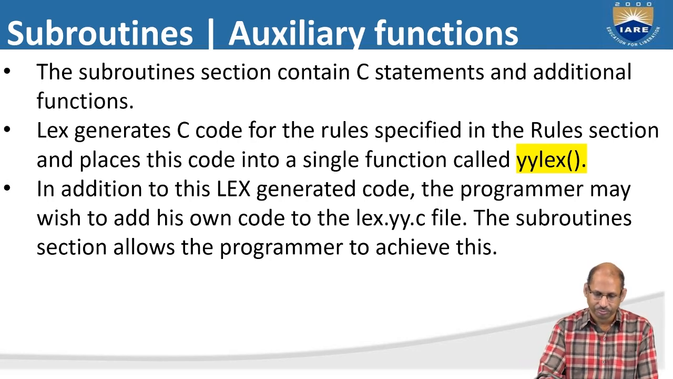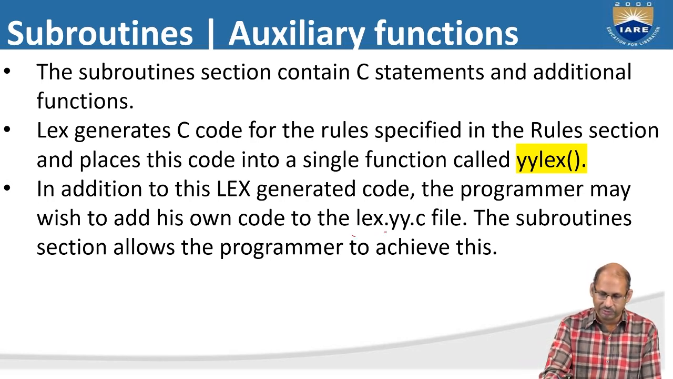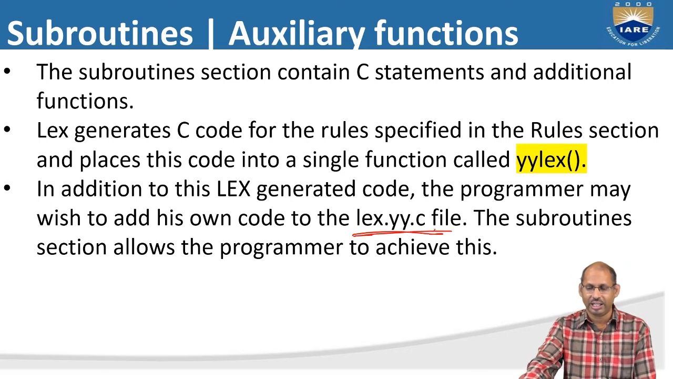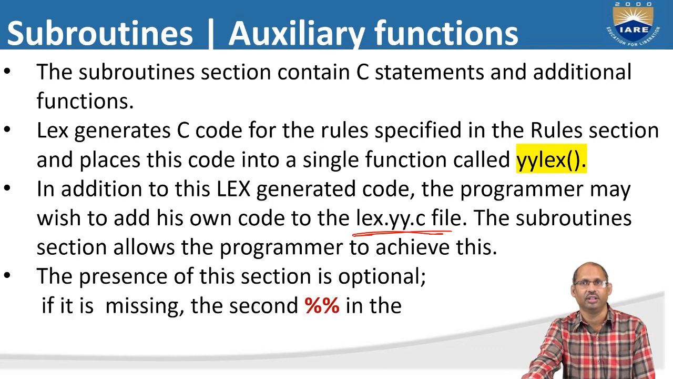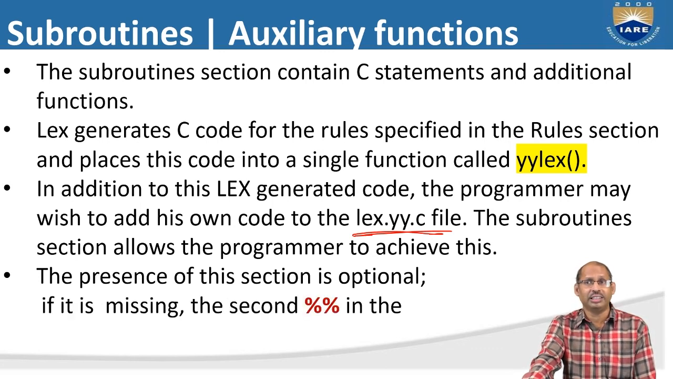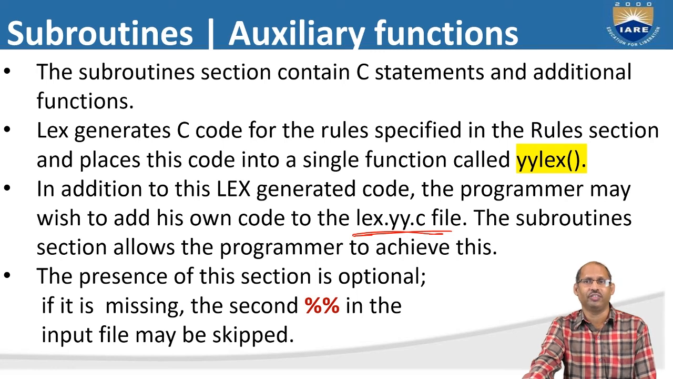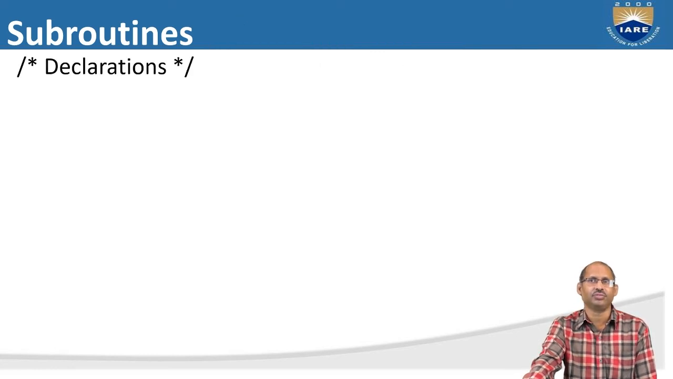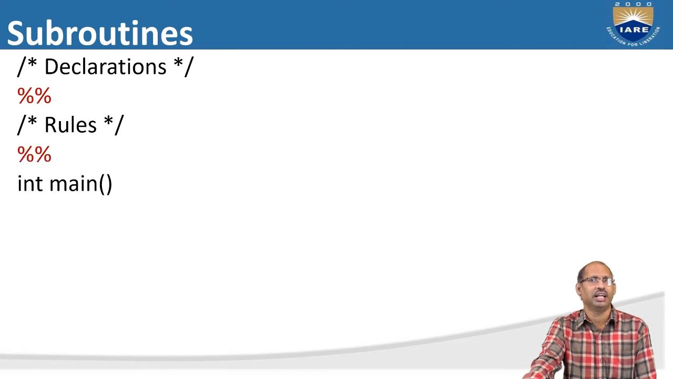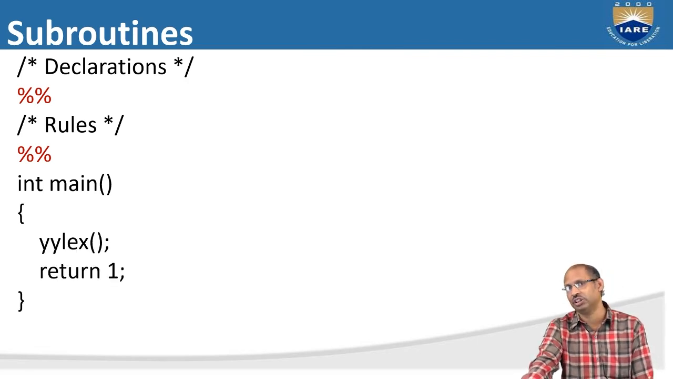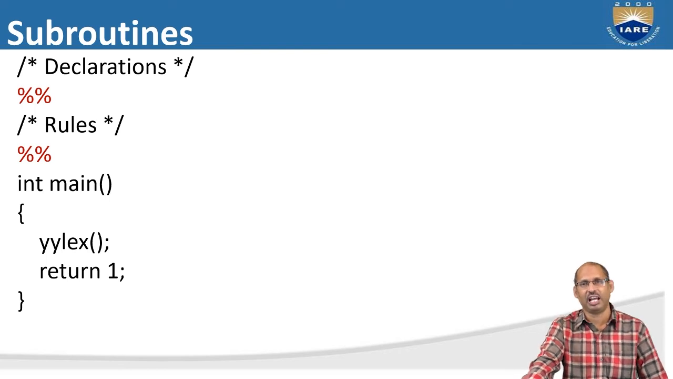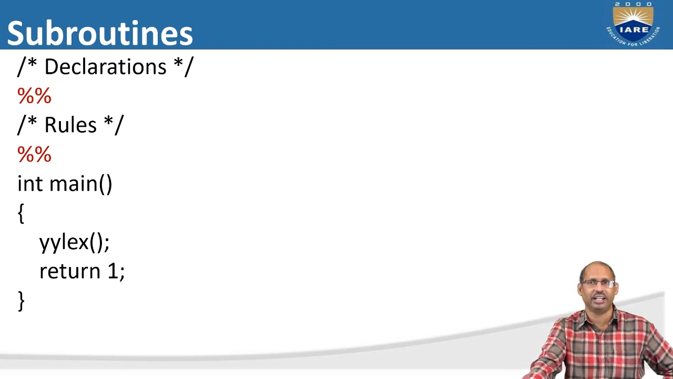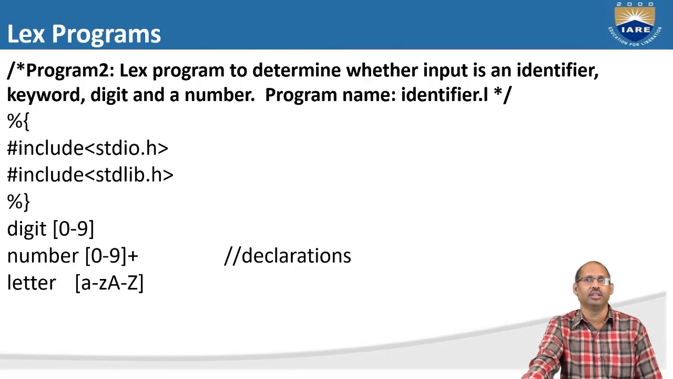Here in this file we can add the code. This is optional; if we do not require it, we can skip it. Declarations, rules: if there are no declarations or no rules, we can simply skip them, but the separation is a must. Here we are writing the main function, which consists of the C code for those rules and the action part.